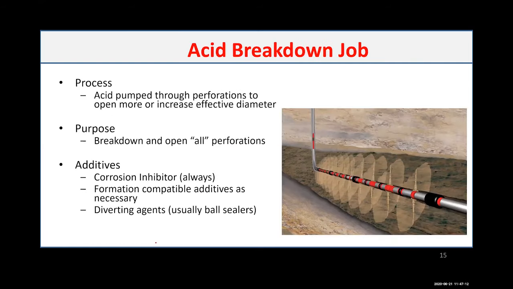The third type of job is what we call an acid breakdown job. In this case, we are pumping acid, which is also 15% HCl, and we are intentionally pumping through the perforation. Perforation cleaning can be from scale or from debris after you have made your perforation. So you are intentionally pumping the acid inside the formation. You will have a little bit of acid that can go inside the formation. And that's why, as always, corrosion inhibitor is one of your main additives. You still have some formation compatibility additives and what we call a diverting agent.